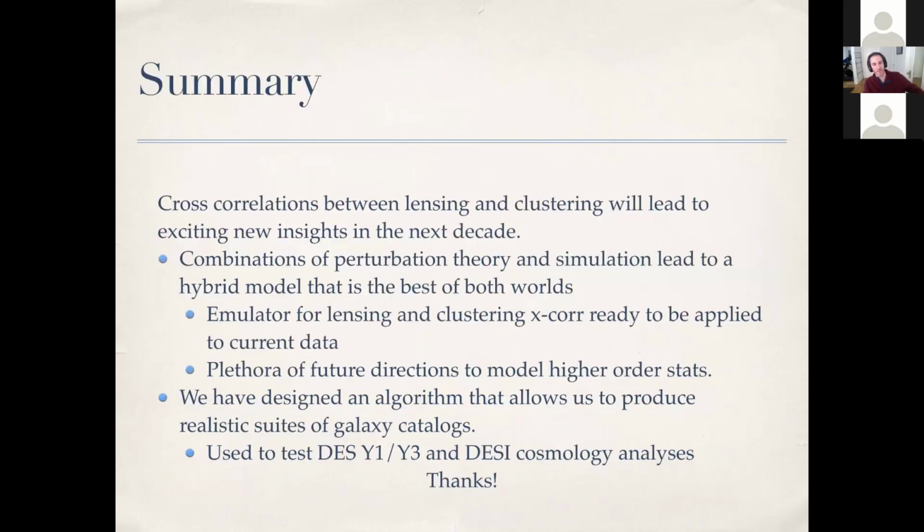So, with that, I'll summarize. I hope I've convinced you that cross correlations between lensing and clustering are going to lead to exciting new insights in the next decade. And we're going to have accurate and precise models to confront that data by using combinations of perturbation theory and simulations. We already have a model for the cosmology dependence of that hybrid model ready to be applied to current data. And there are a lot of new directions to go with this type of modeling in the future.